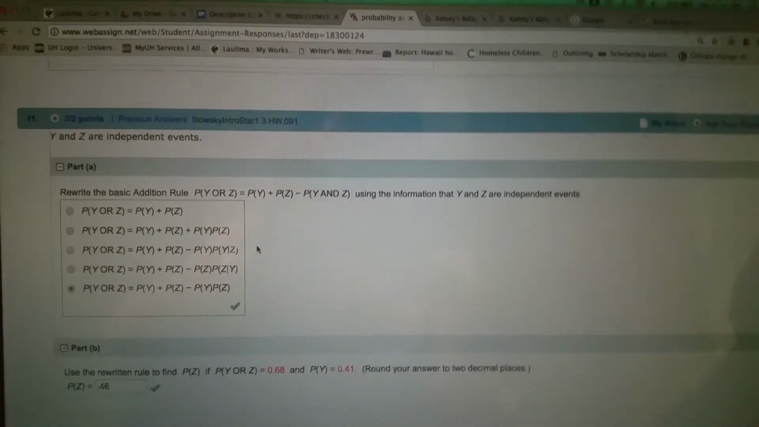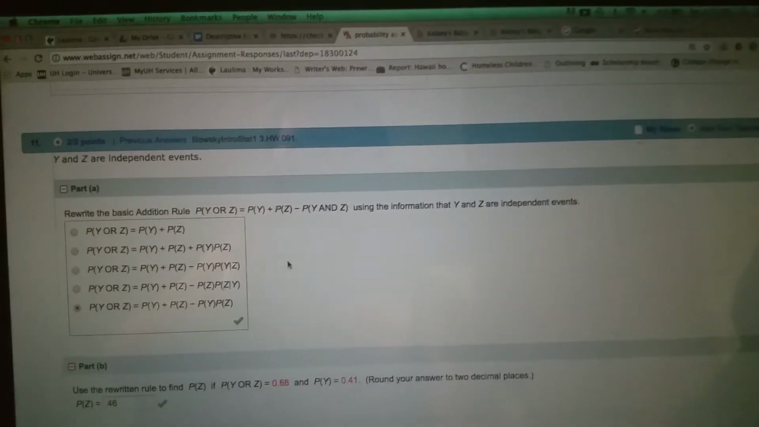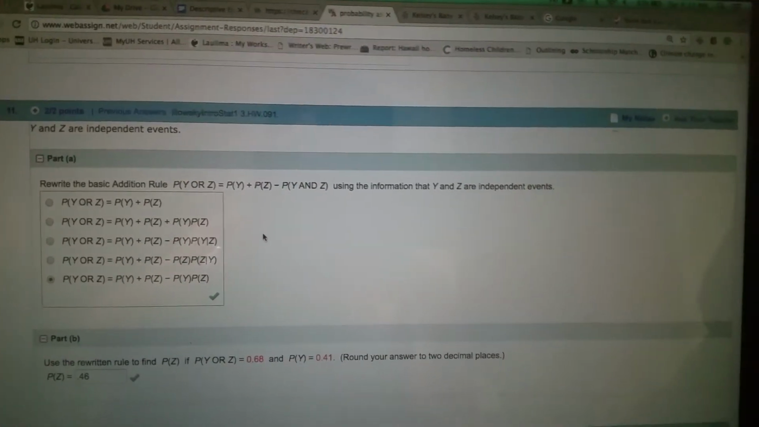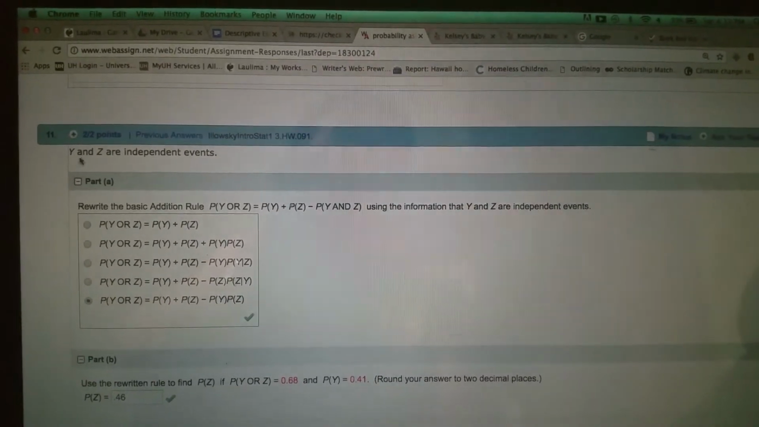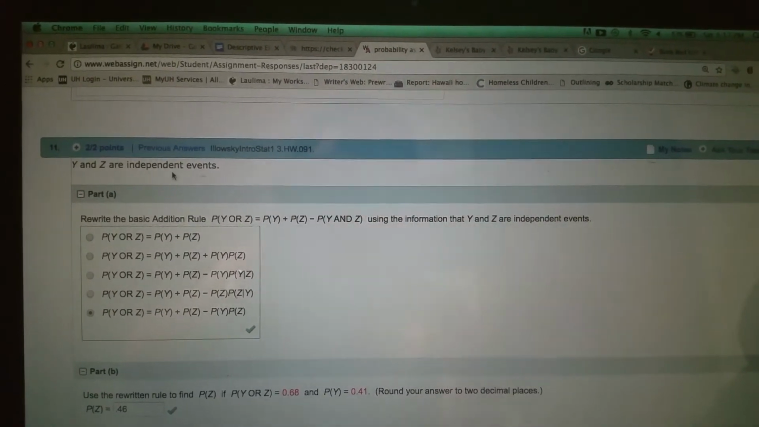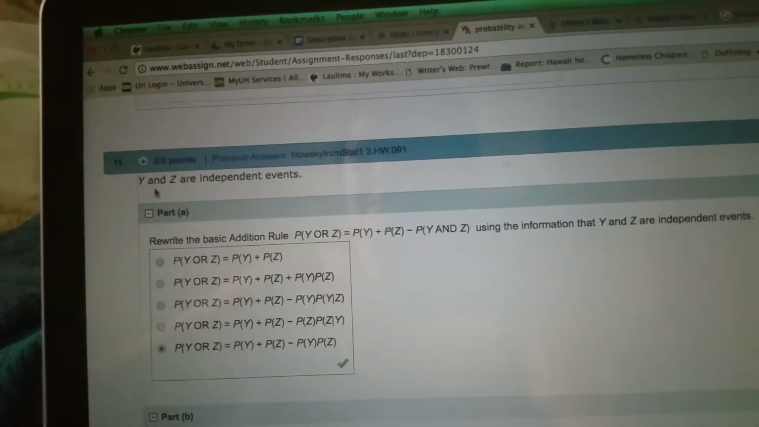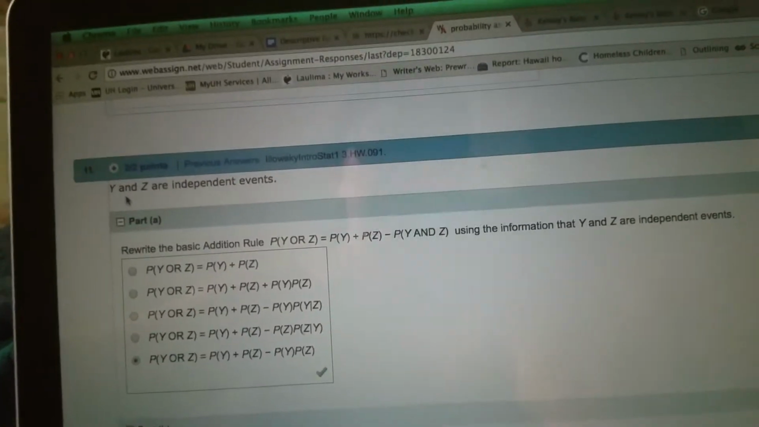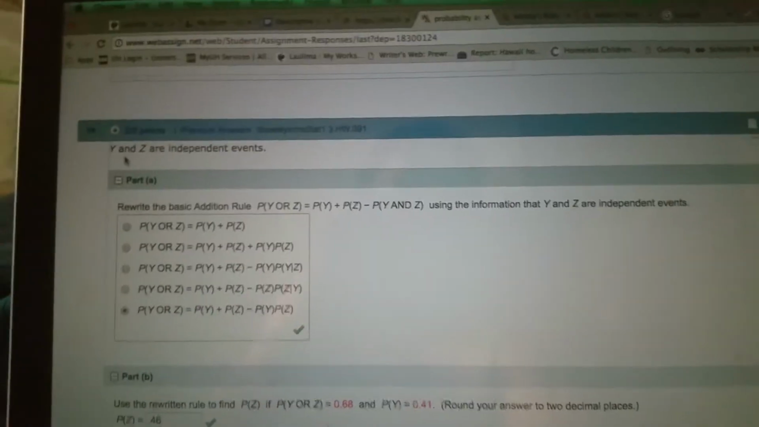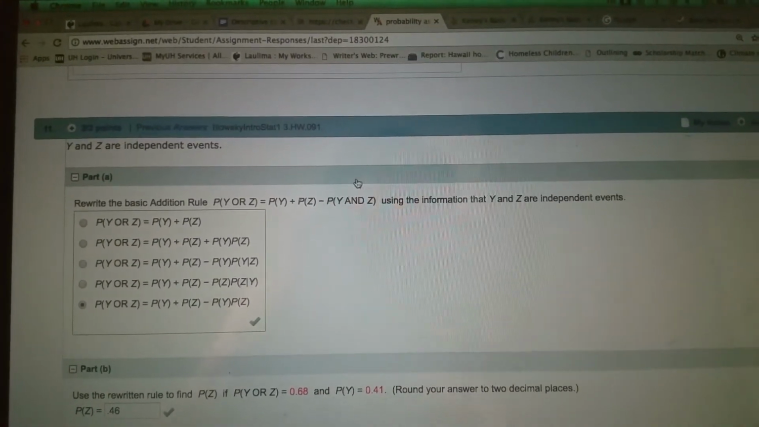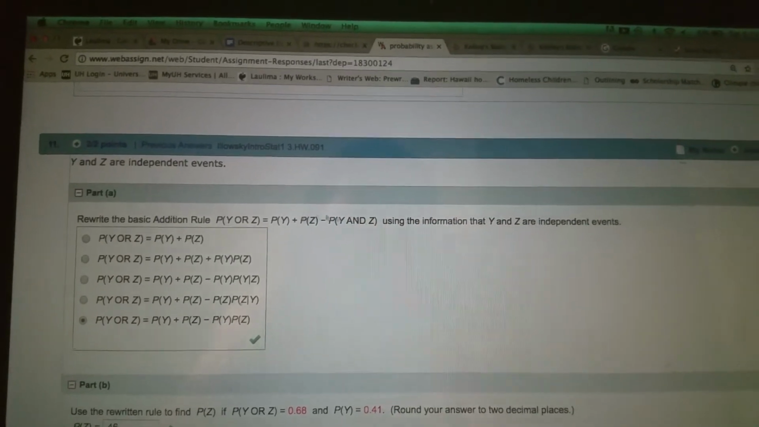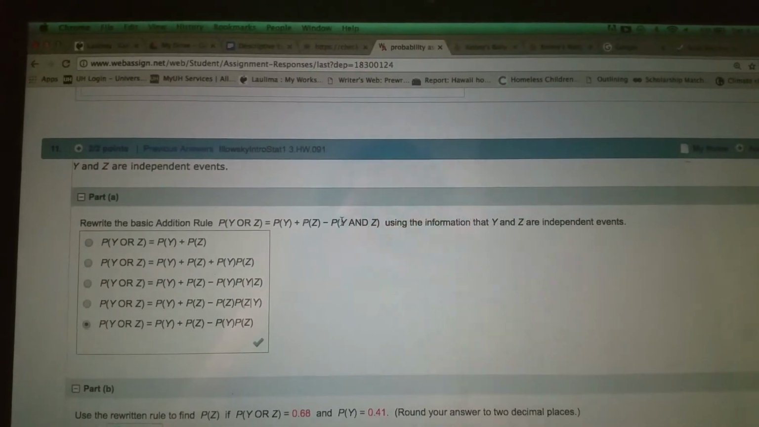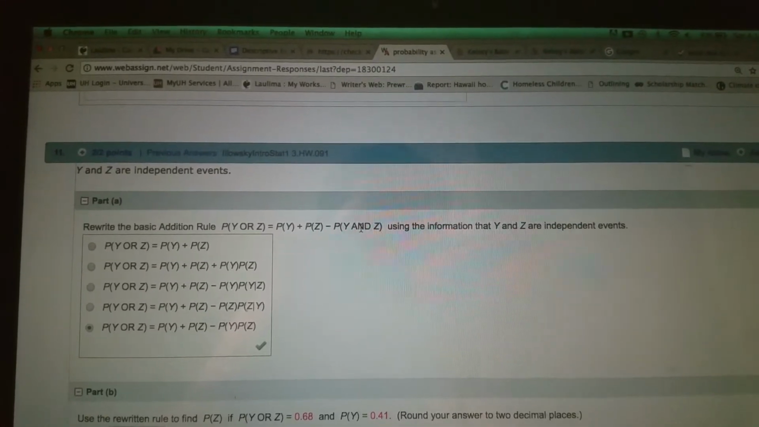Okay, we're continuing on with the probability assignment 2, and we're on question 11. We've got this part that says Y and Z are independent events, and that is important because that will tell you how you're going to be multiplying the Y and Z. If it was dependent events, they could be in a quotation like this, quotation Y and Z. But when it's independent events, we know that these two are going to get separated. It's going to be P of Y in its own quotation, and P, the probability of Z, in its own quotation.